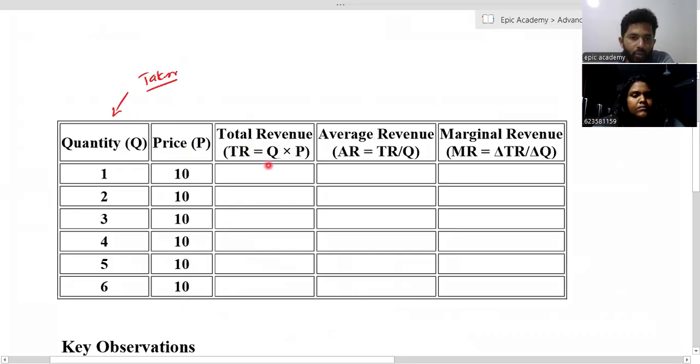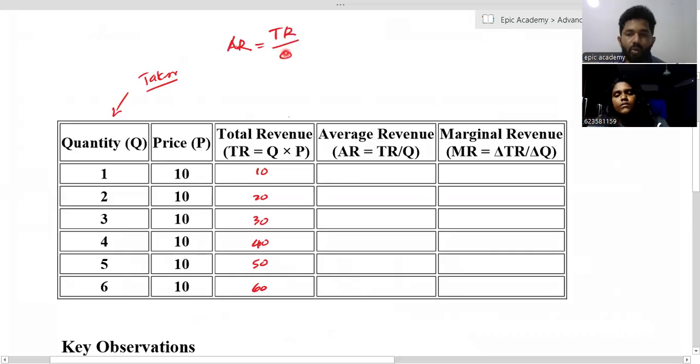Total revenue is Q multiplied by P. P is always 10, so the total revenue is 10, 20, 30, 40, 50, 60. Okay. So then we are going to calculate the average revenue. What's the meaning of average revenue? AR, average revenue: total revenue divided by the quantity of selling.